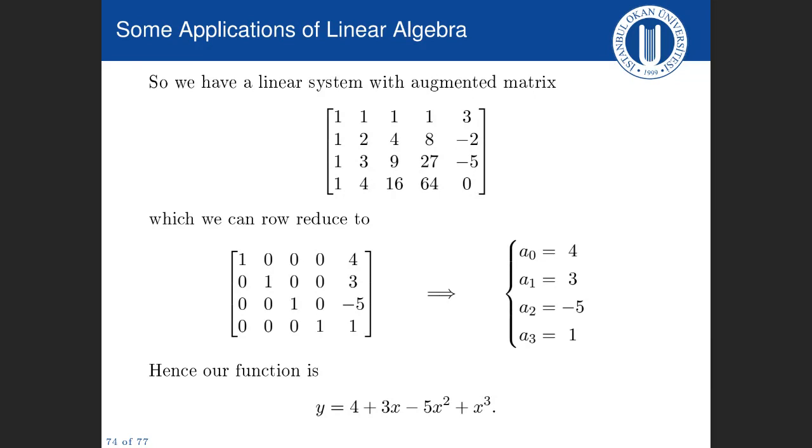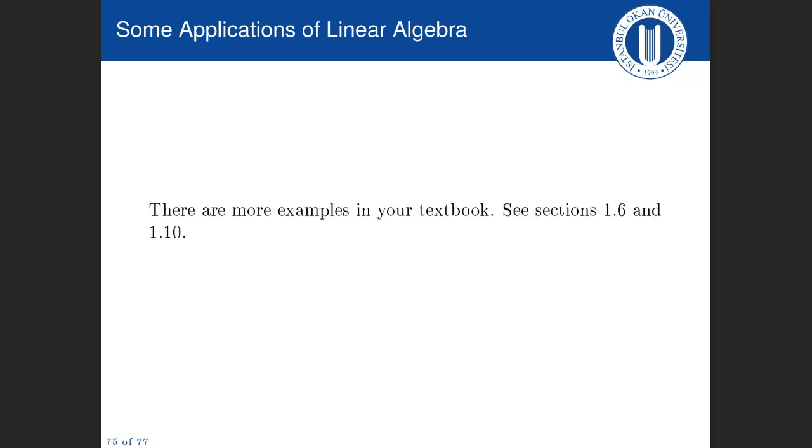So the answer to this question, the cubic polynomial which passes through these 4 points, is y is equal to 4 plus 3x minus 5x squared plus x cubed. There's lots more examples about using linear systems in your textbook. Have a look in sections 1.6 and 1.10.